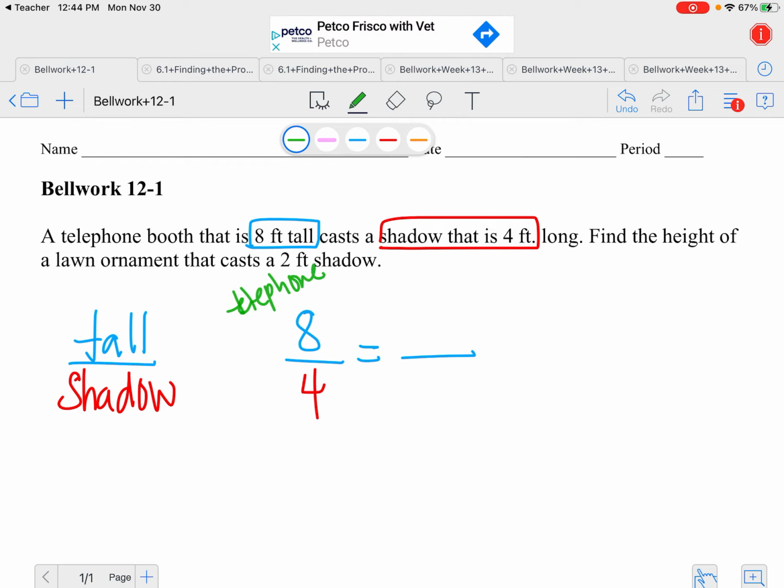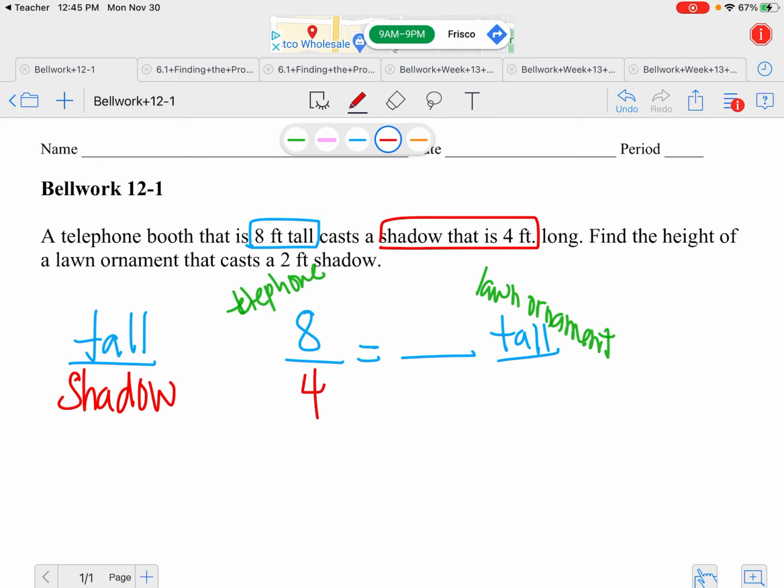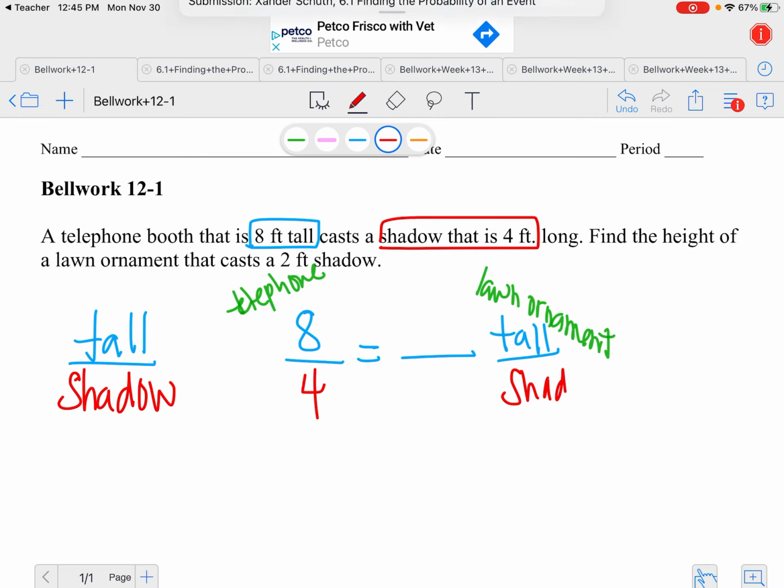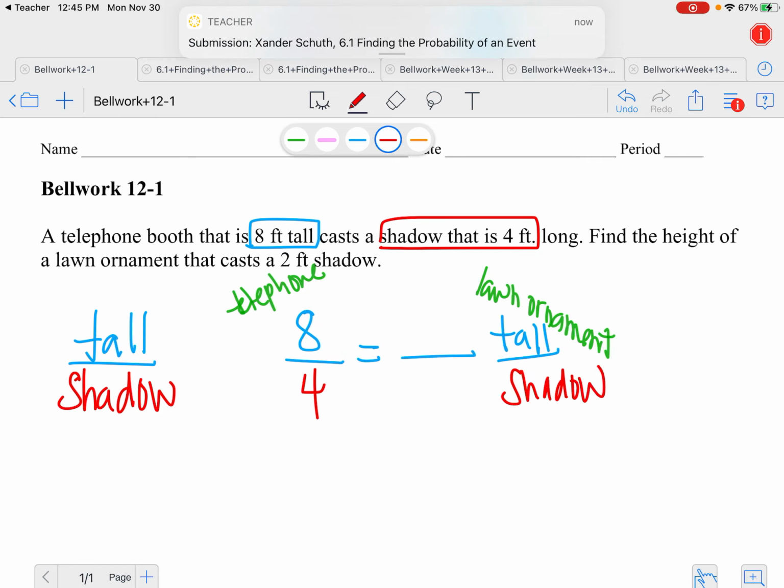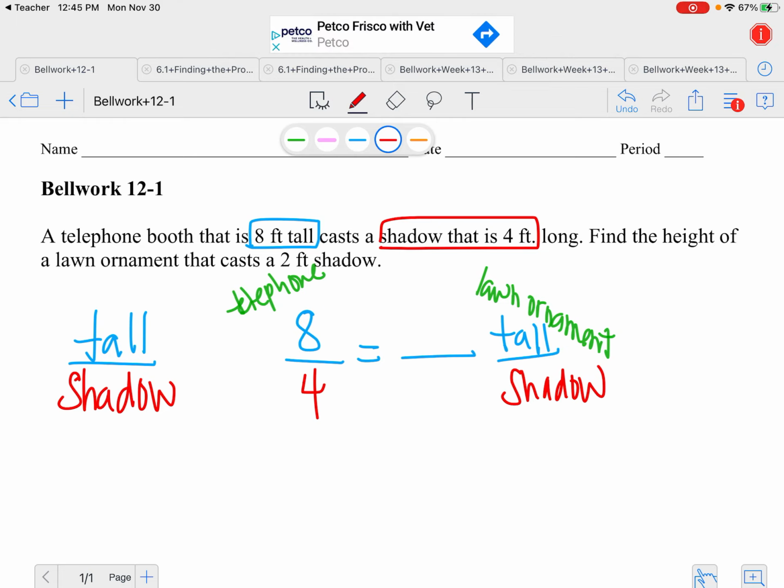I'll just put telephone, and then the other item that we're looking at is the lawn ornament. Okay, the same thing needs to happen. I need to have how tall the lawn ornament is on top, and I need to have the shadow of the lawn ornament on bottom. So when we read the rest of this question, it says find the height. Find the height. That means we don't know it. Of the lawn ornament that casts a 2 foot shadow.